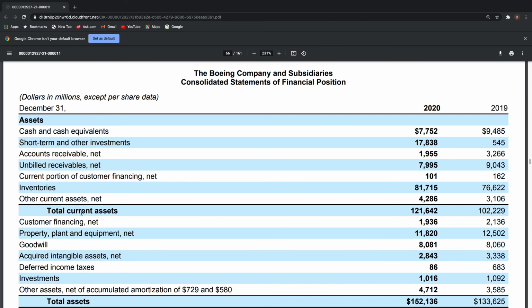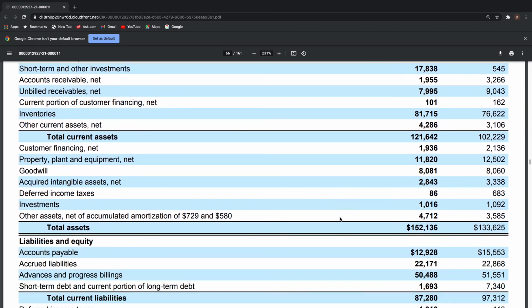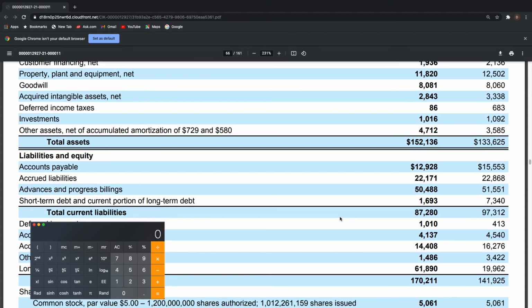So again, looking from what we were previously, going to the total current assets, we've got 121,642, and let's go down and look at the current liabilities, which is 87,280. So that still gives Boeing 34 billion after you remove the current liabilities from the current assets. And if we divide that up, we get a current ratio of 1.4, which is actually decent as well.